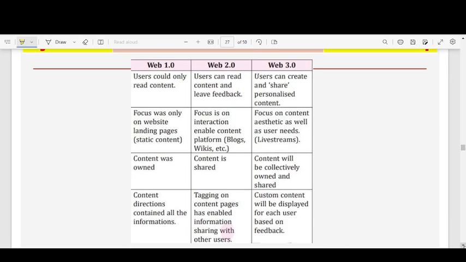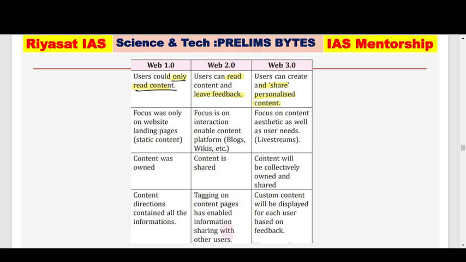Here I have already pasted the difference between Web 1.0, Web 2.0, and Web 3.0. In Web 1.0, users could only read content. Remember, content could only be read here. In Web 2.0, they can read content and leave feedback, and they can share personalized content. You used to write stories, Facebook, blogging, everything can be done.